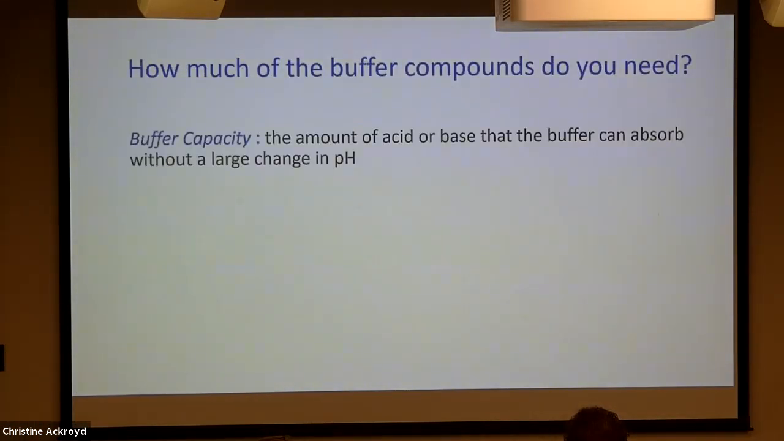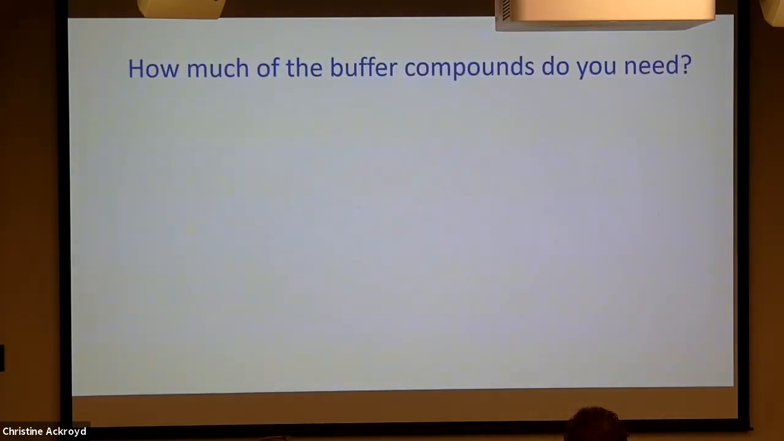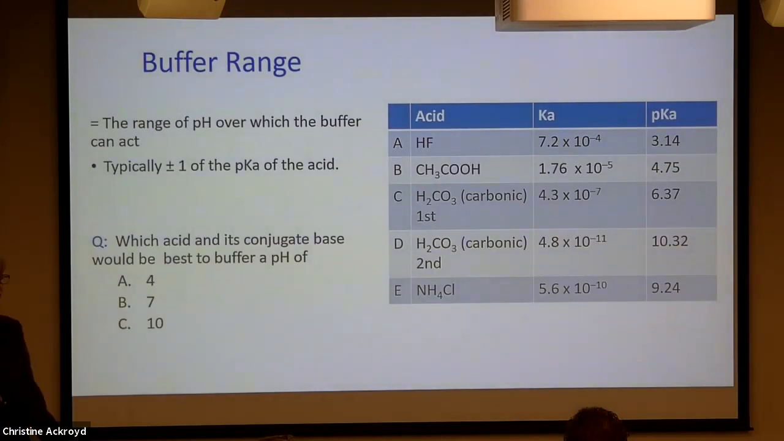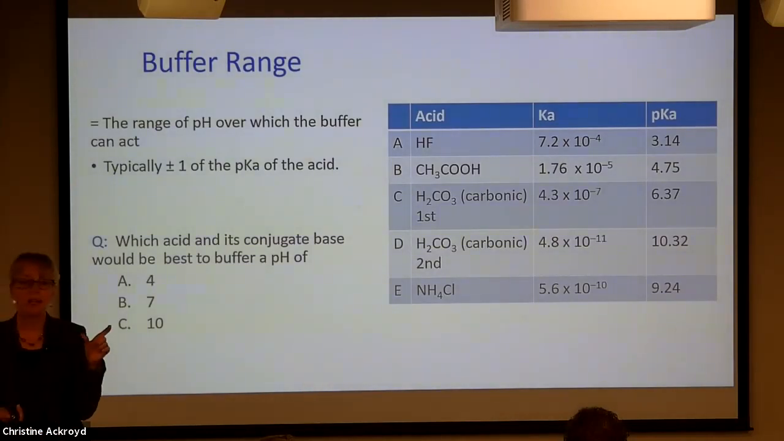Let's see, buffer capacity, that's what I'm trying to talk about. Your buffer range. The buffer pair that you choose can only keep the pH stable within about one pH unit, higher or lower than that.